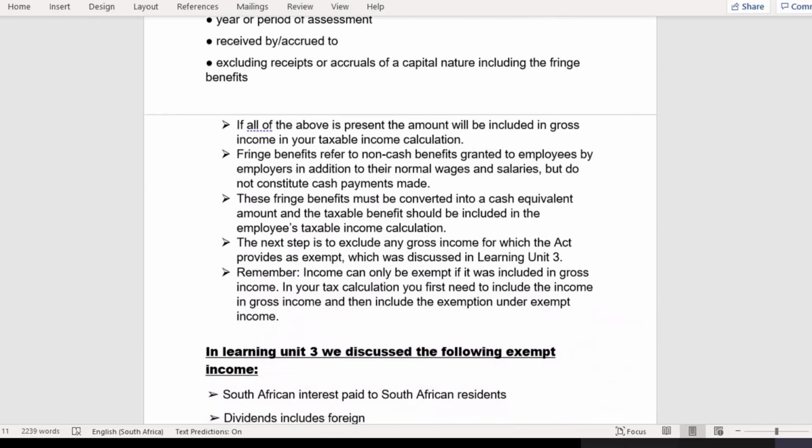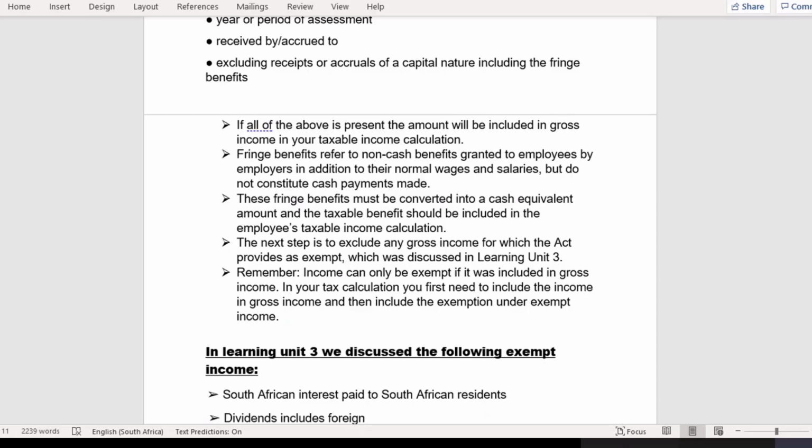So if the above requirements are present, the amount will be included in the gross income as part of your taxable calculations, including the fringe benefit, which is a non-cash benefit granted to employees by employers in addition to their normal wages and salaries, but does not constitute a cash payment. These fringe benefits must be converted into a cash equivalent as you do calculations, and they form part of the taxable benefit that should be included in the employee's taxable income calculations.